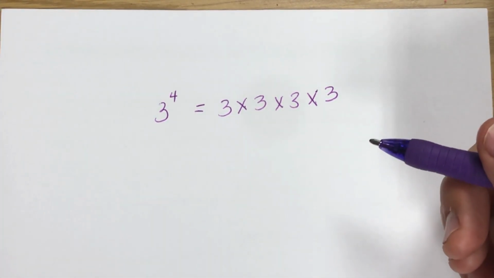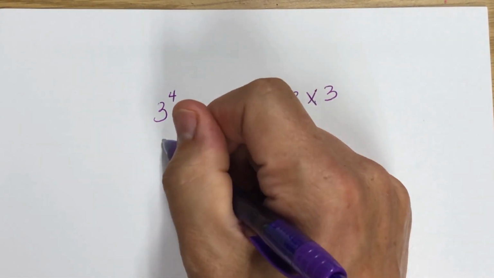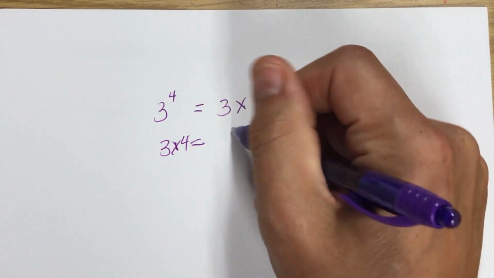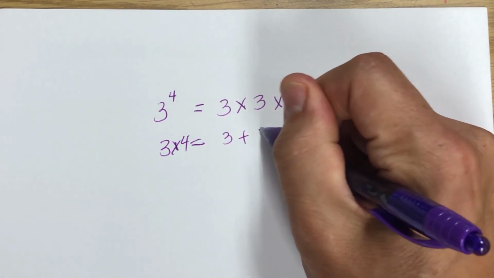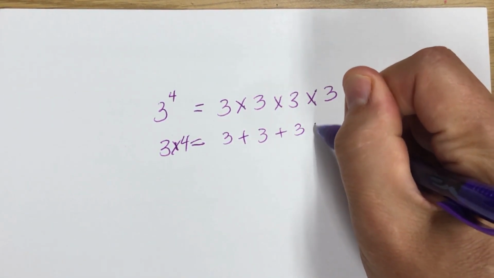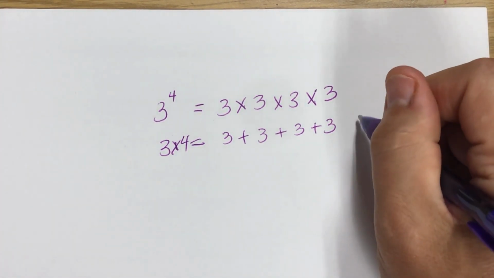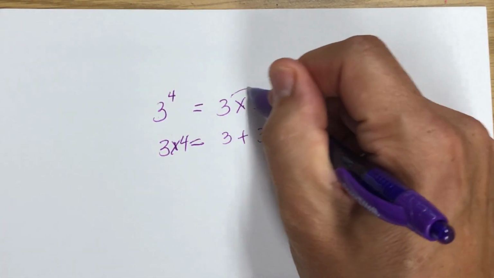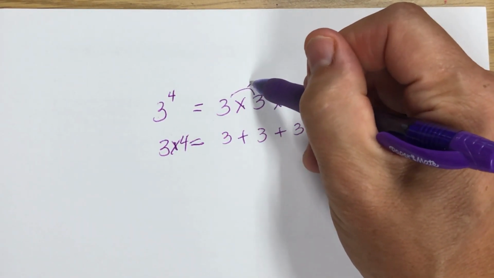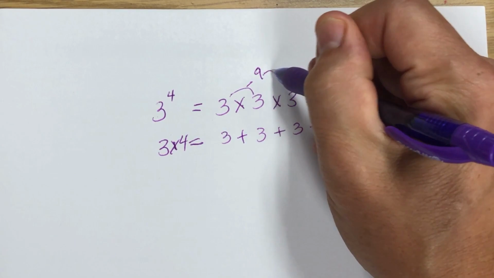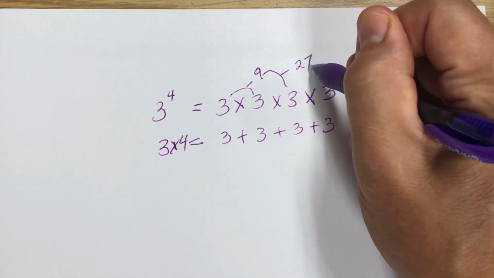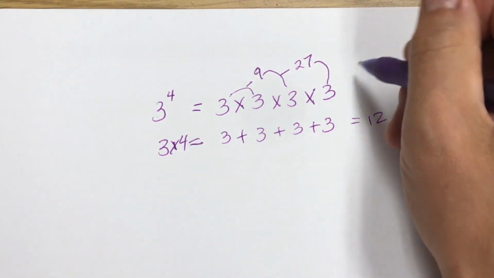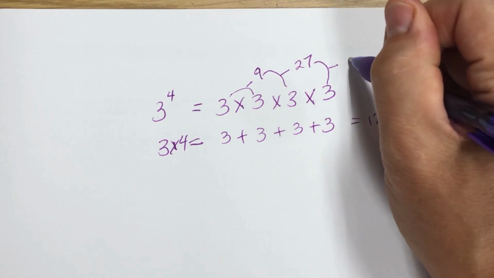Now this is not to be confused with 3 times 4, which would be 3 plus 3 plus 3 plus 3, which would equal 12. But 3 to the 4th power is 3 times 3, so we have to multiply that, and that'll be 9, and then 9 times 3, which is 27, and then 27 times 3, which is 81.